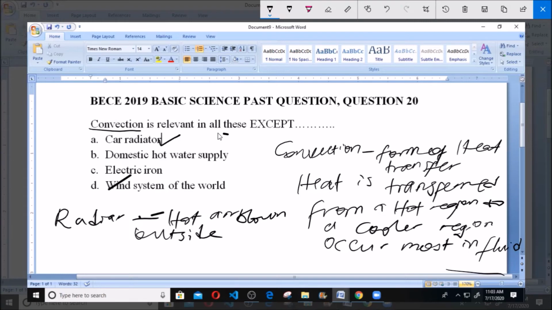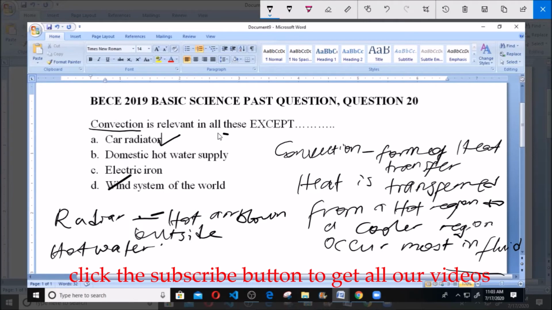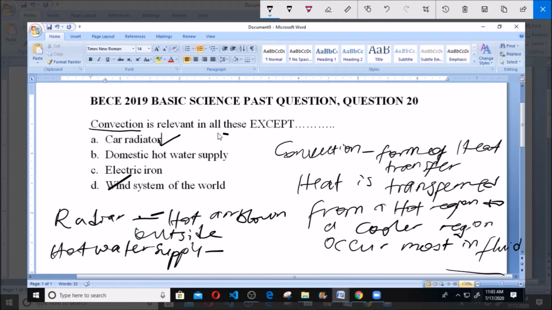Now domestic hot water supply. When you are boiling water, you apply heat from the bottom. As the heat goes from the bottom, it begins to spread to the top through the fluid. So it's also a form of convection.